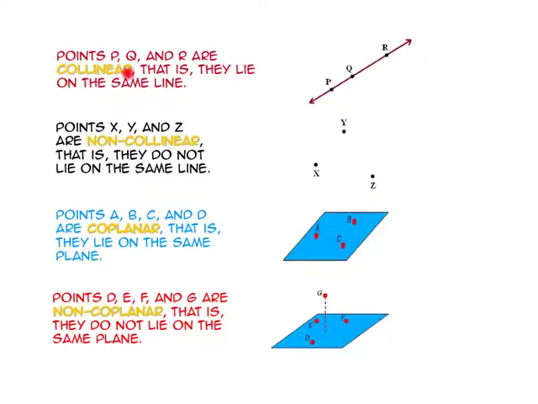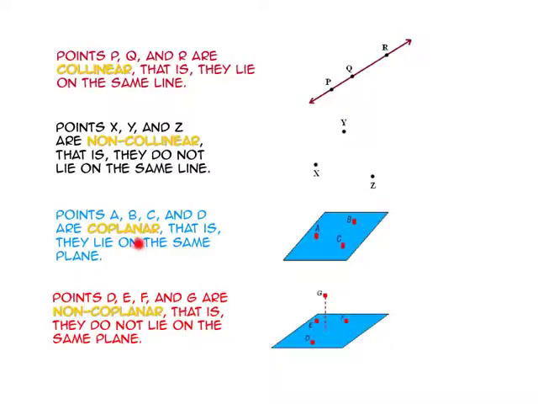Let's take a look at collinear, non-collinear, coplanar, and non-coplanar. Notice the collinear has the word line in it. So collinear means points that are on the same line. Point P, point Q, and R are collinear points. Non-collinear means not on the same line. So point X, Y, and Z are non-collinear points.